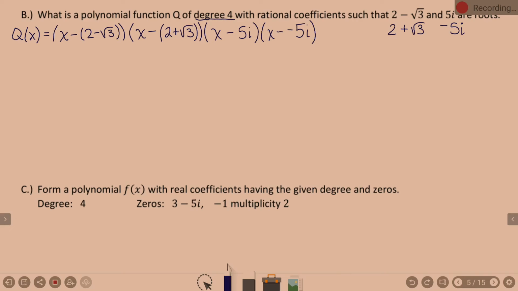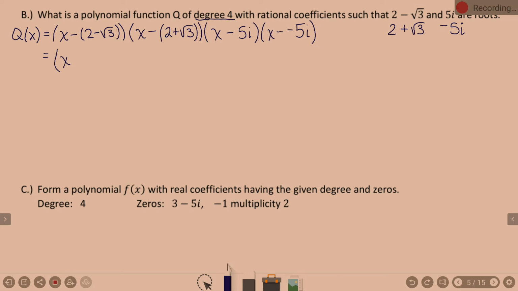It is incredibly important when you go to do your first multiplication step that you multiply a conjugate with its conjugate. Don't try and multiply the 2 minus square root of 3 times the 5i in your first step. You will have a lot more terms than what is necessary. Okay? If we multiply the conjugates, our i's will cancel out in the beginning. So, I'm going to go ahead and clean up these two where I have inside parentheses.